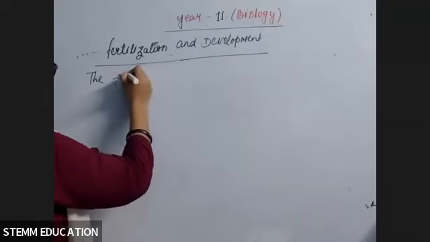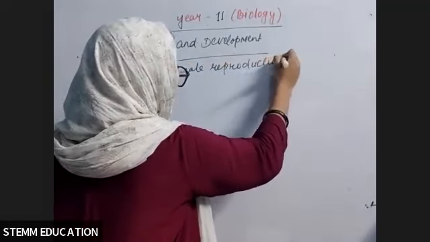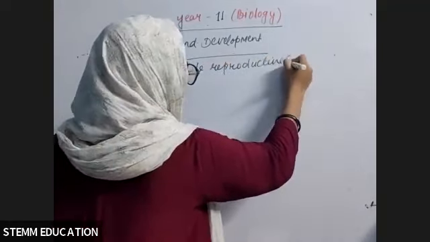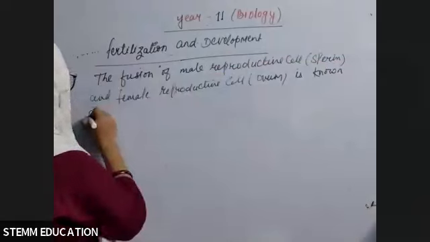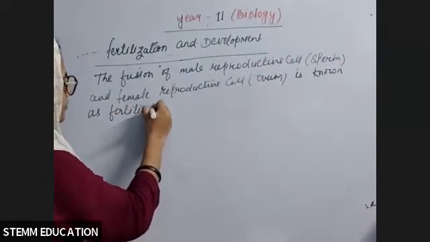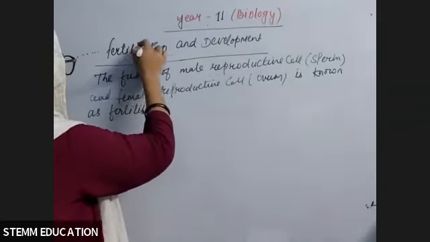Fertilization is the process, or the fusion, of the male reproductive cell, which is known as sperm, and the female reproductive cell, which is known as ovum. The fusion of male and female reproductive cells is known as fertilization. Okay.